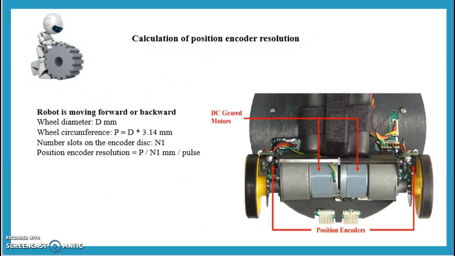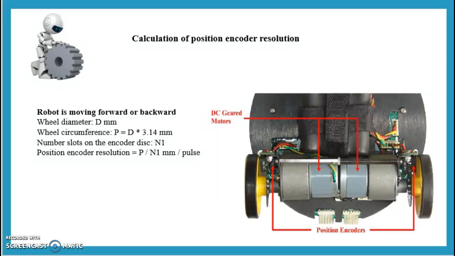Now if we consider that our robot has two wheels, then the wheel diameter is equal to d. Then wheel circumference is equal to d into pi. The number of slots on each encoder disk is equal to N1. Then position encoder resolution is equal to P by N1. As we have already discussed, position encoder resolution is the distance by which the encoder disk rotates for one pulse count.